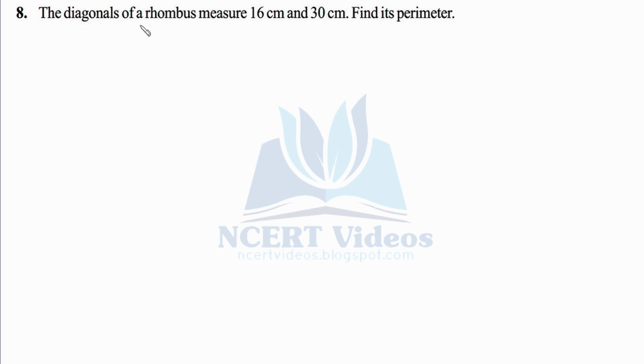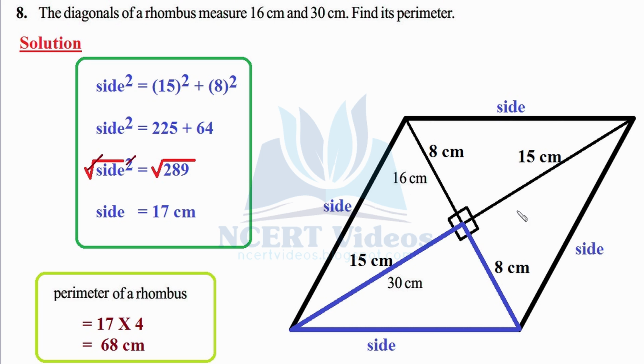The diagonals of a rhombus measure 16 centimeter and 30 centimeter. Find its perimeter. This is your rhombus. Let's revisit the concept of rhombus first of all. A rhombus is a parallelogram having opposite sides parallel. These are parallel and all the sides are of equal length. This is side, this is side, this is side, this is side. That is, if it is 5 centimeter, it will be 5, it will be 5, and it will be 5 as well.